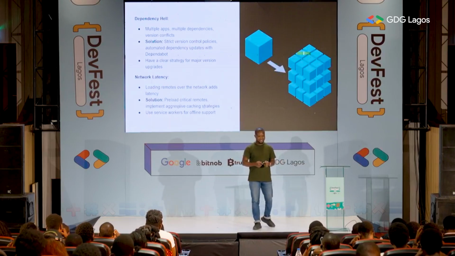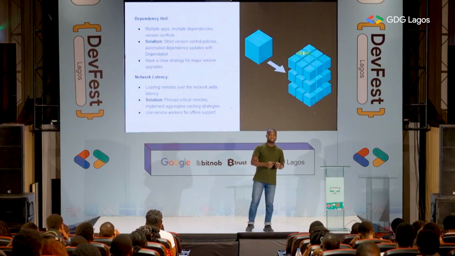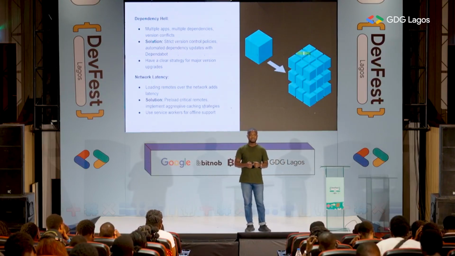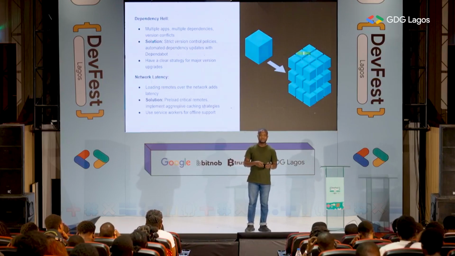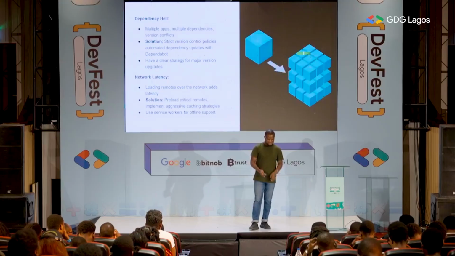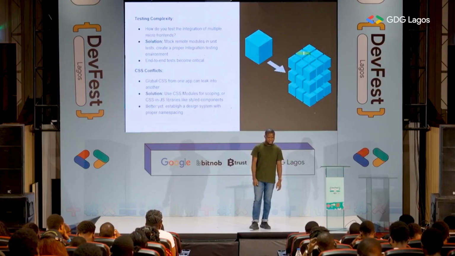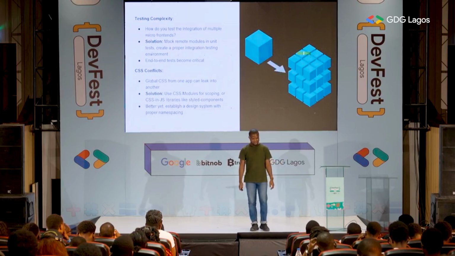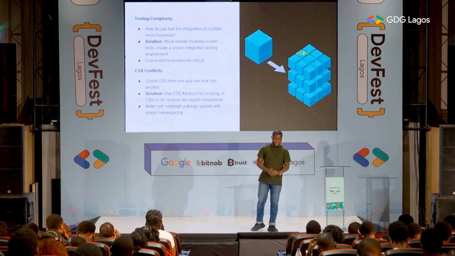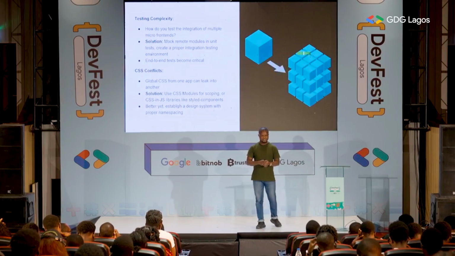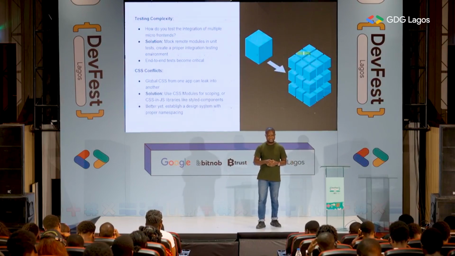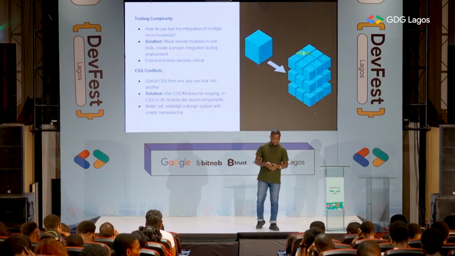Another issue is network latency. This is a situation whereby within a micro frontend, you are calling several APIs, so it can result in network latency issues. Testing complexity. You must be able to ensure that for your remote modules under test, you create a proper integration testing environment, and ensure that you test your work very well.